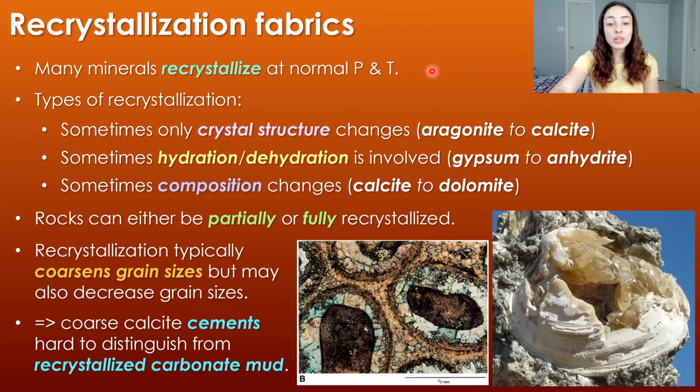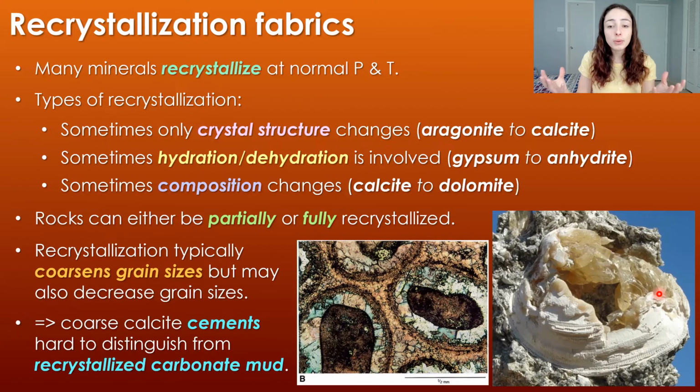However, many minerals recrystallize at normal pressures and temperatures, making it a sedimentary process, but the recrystallization can cause those detrital fragments to join in on the reaction with solution and cement. And therefore, recrystallized minerals tend to have a different fabric than the cement itself. So we'll talk about recrystallization fabrics here, but there are a few different types of recrystallization to first define. Basically, recrystallization can sometimes only change the crystal structure of the mineral involved. For example, recrystallization from aragonite to calcite changes the crystal structure because aragonite and calcite have the same composition.